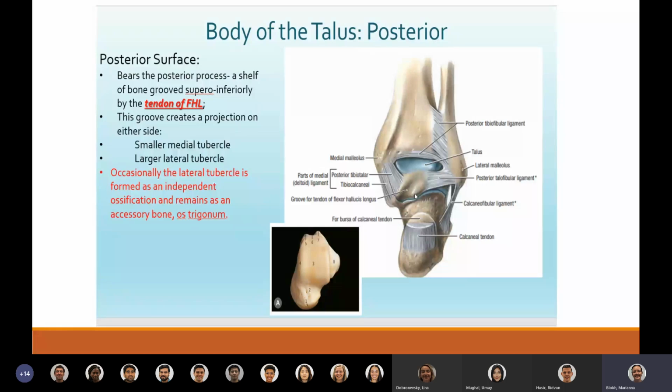So sometimes we do that in order to check, because sometimes it's hard to tell: is this an accessory ossicle or is this a fresh fracture? So, something to note.